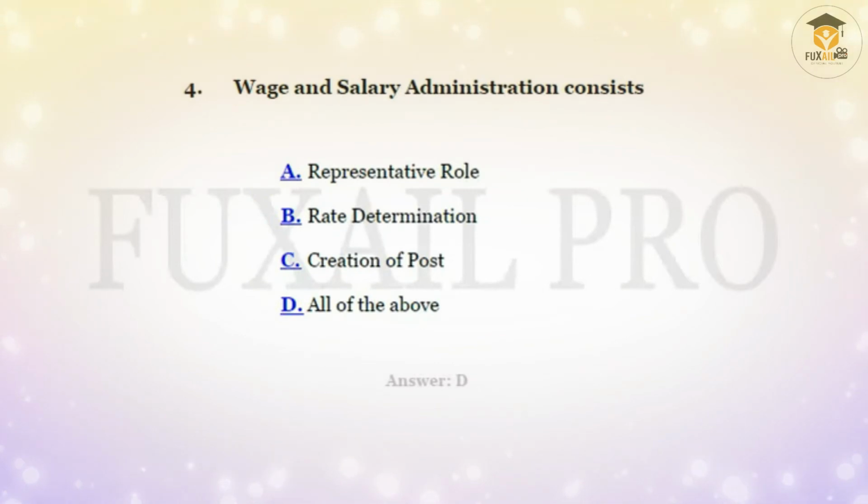4. Wage and salary administration consists: A. Representative role. B. Rate determination. C. Creation of post. D. All of the above. Answer, D.